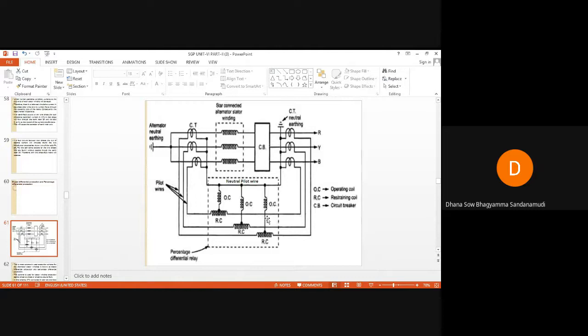Okay, so these restraining coils are energized by the secondary connections of the CTs in each phase, and the operating coils, OC. You can see here OC is the operating coil. These operating coils are connected at the center tapping of the restraining coils and the neutral pilot wire. So they are connected in between the neutral pilot wire and the center tapping of the restraining coil. These are the three operating coils for these three phases, and these are the three restraining coils.